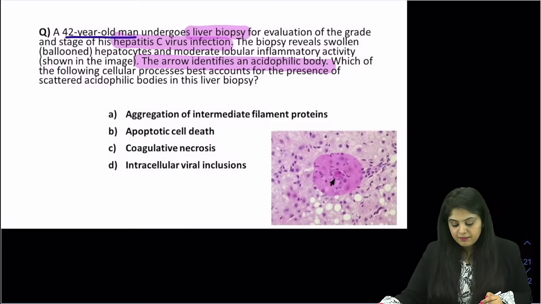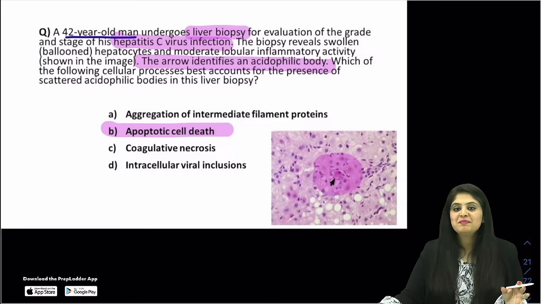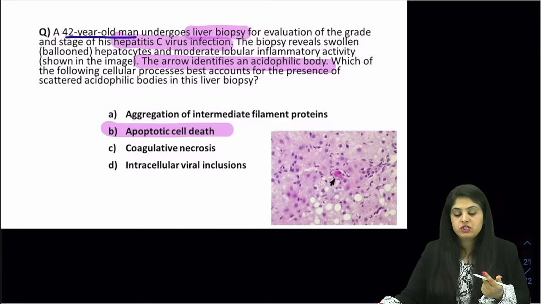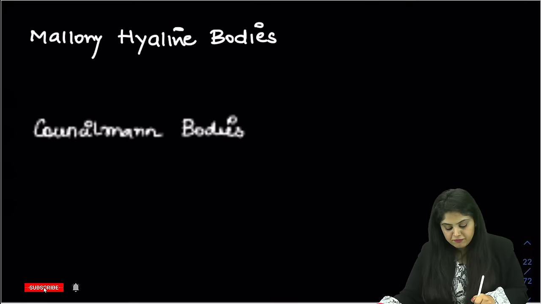Most of you are telling me it is B, but then some of you are giving me the right answer but the wrong name. You are also calling it Mallory Hyaline bodies. Exactly why I got you this question. See, as soon as we come to a question on liver, in everyone's mind only two bodies come, and I'm first going to tell you those two bodies and then come back to this question.